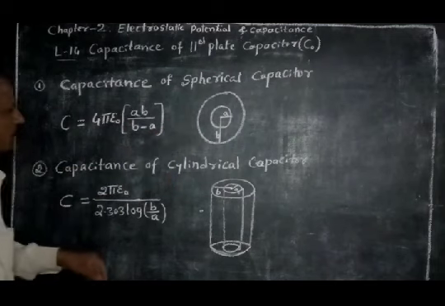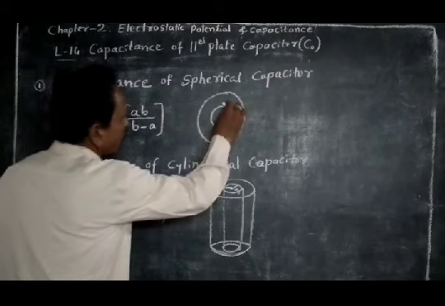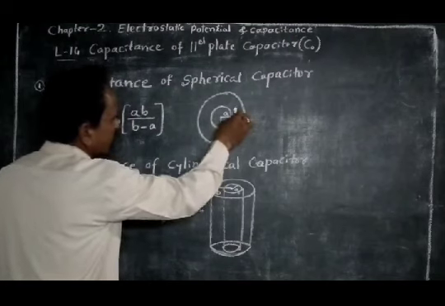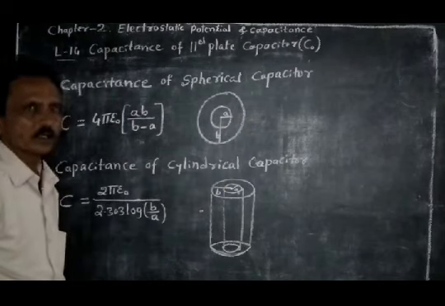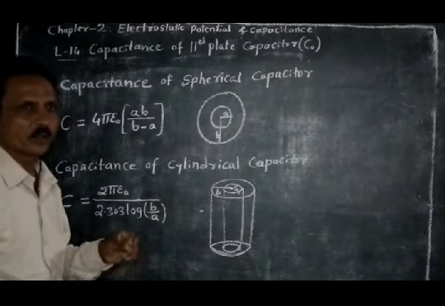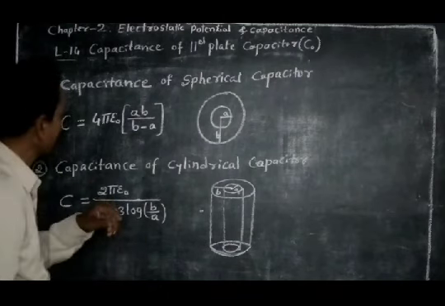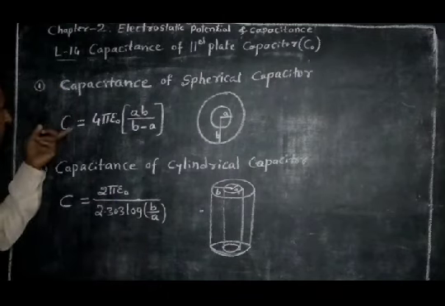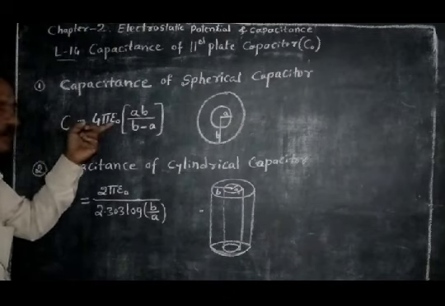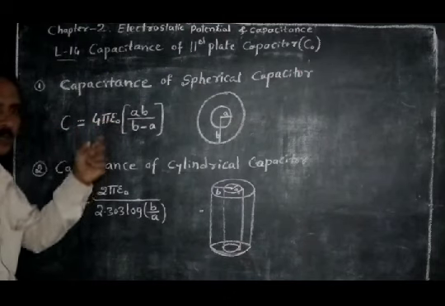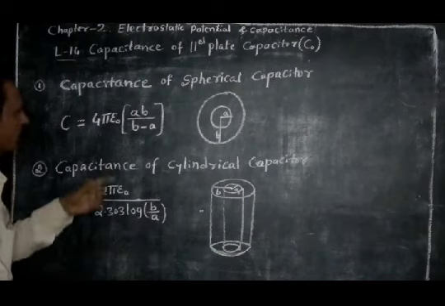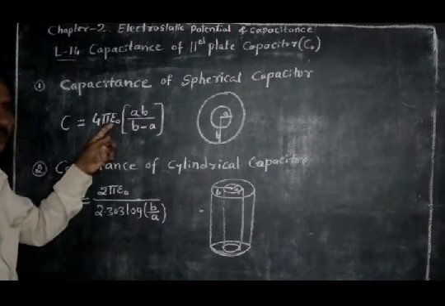And if the space between the 2 plates or 2 conductors is filled with a dielectric medium of permittivity epsilon, then it can be written as C equals 4 pi epsilon into AB upon B minus A, where epsilon can be replaced by K epsilon naught.